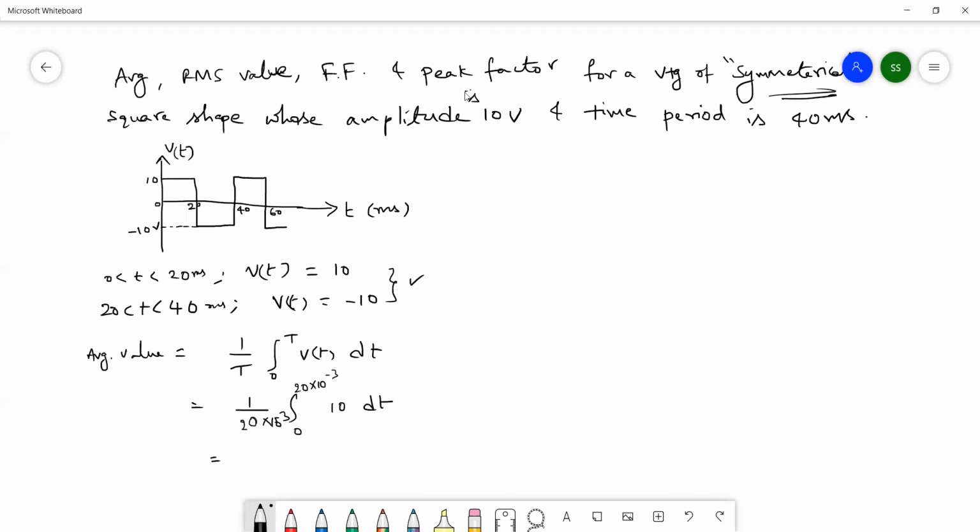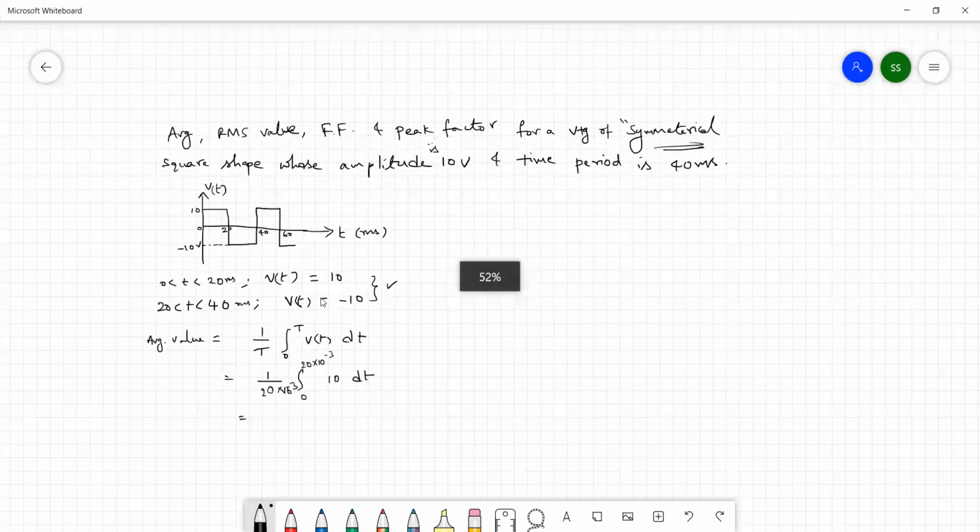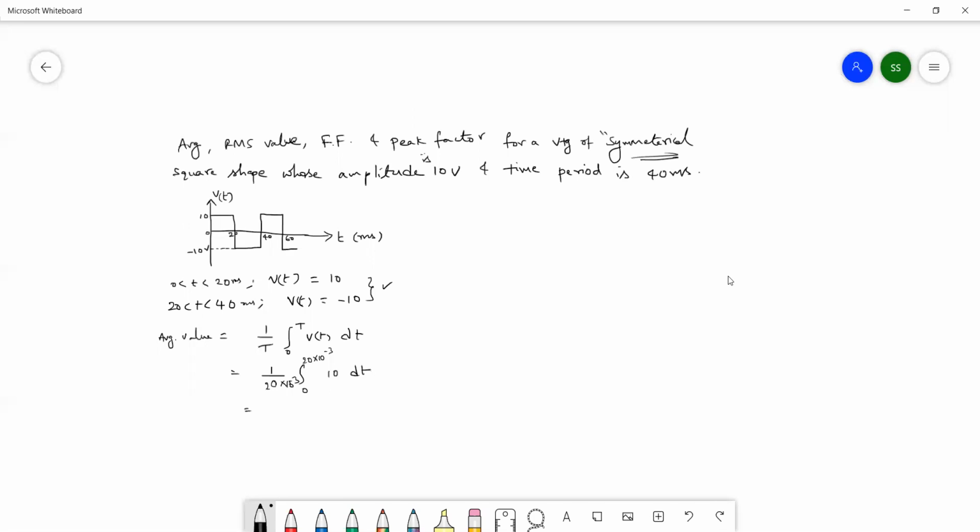Calculate and tell me the average value. Here you need to use 20 into 10 to the power of minus 3. So here I will give the procedure. Whatever the value you get, you can do that calculation, that is calculator mathematics. So what is the next one?